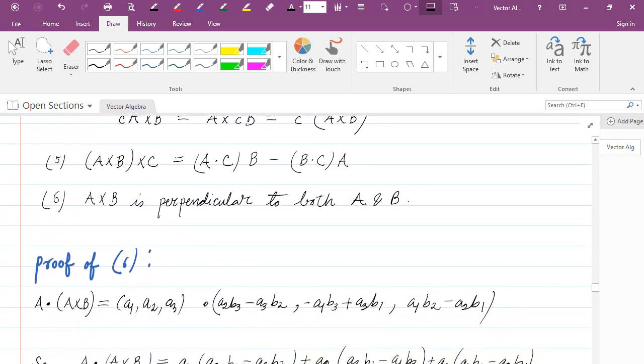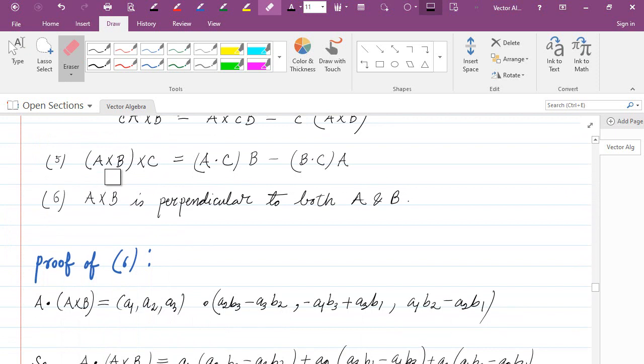Property number 5 is that A cross B, parenthesis, cross C is the same as A dot C multiplied by the vector B minus B dot C multiplied by the vector A. So here these are dot products. Remember, A dot C would be a scalar, and then you're multiplying the scalar with the vector B. B dot C is a scalar, you're multiplying that scalar with A.